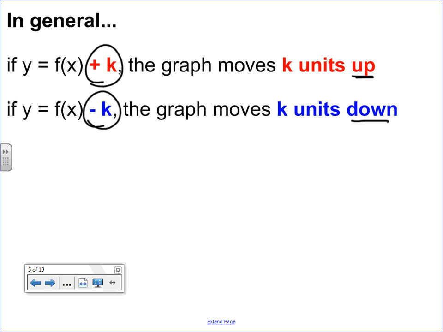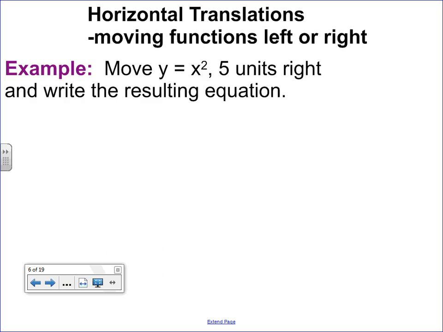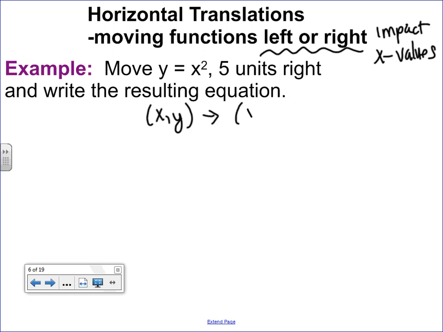We're going to take this same idea, and now look at horizontal translations, moving functions left or right. When I move functions left or right, this will only impact my x values. So moving left and right only changes x. Y stays the same. Let's look at this graph here. Again, the base function, y equals x squared, and I want to move it 5 units to the right. What that means is I'm taking all of my x values and moving them 5 to the right. My y values stay the same.